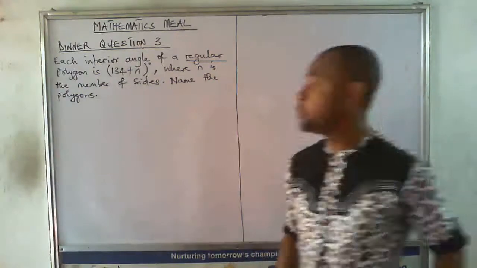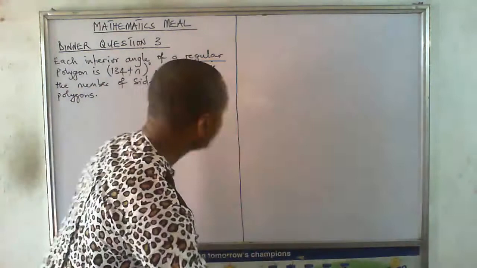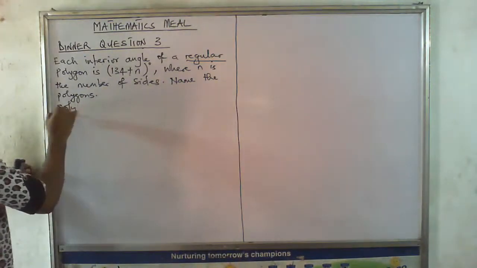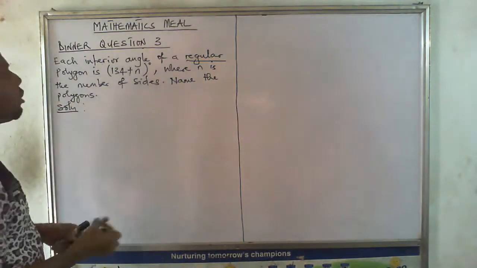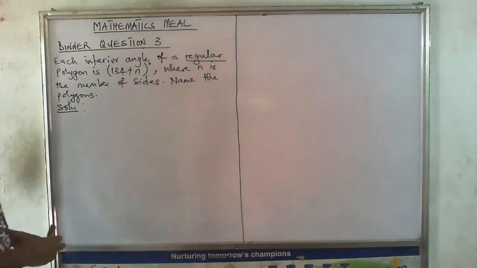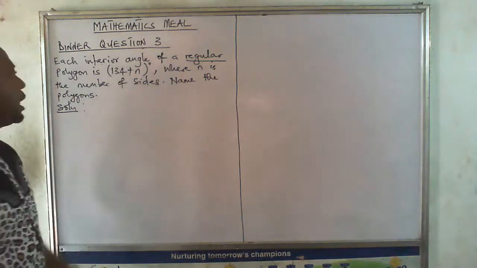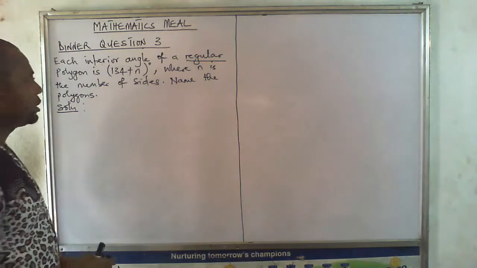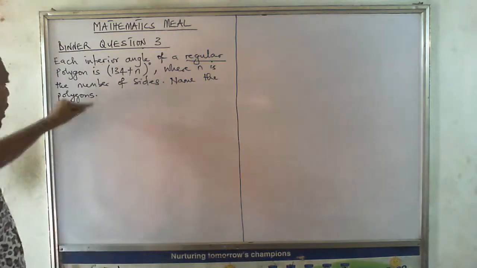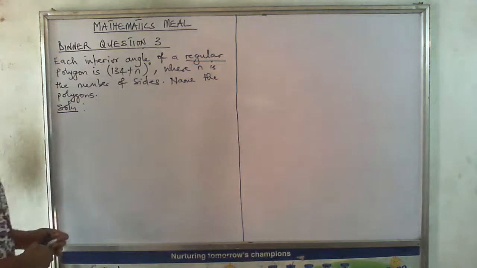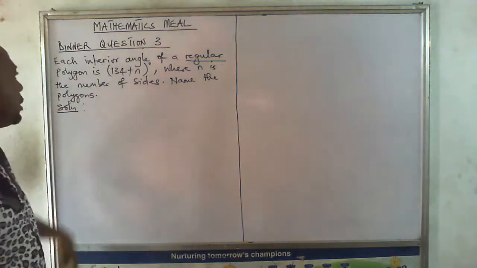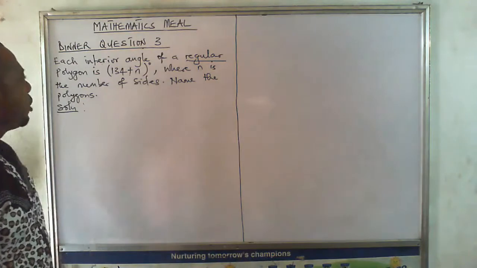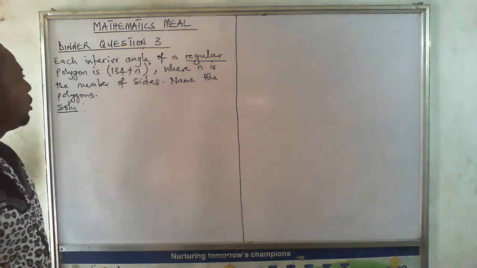All right, let's look at the question for today. We're asked to solve this question for our dinner, so we begin this way. Each interior angle of a regular polygon is 134 plus n degrees, where n is the number of sides. Name the polygons. That means it may not be one polygon that can obey this particular rule. Let's see the names of the polygons.